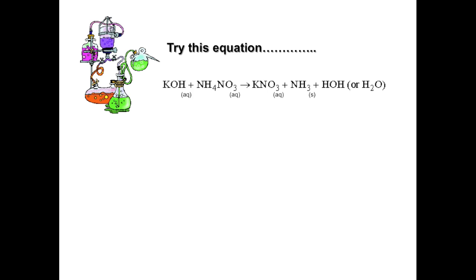Let's try this equation. In this equation we have potassium hydroxide and ammonium nitrate, both in aqueous solutions, and that yields as products potassium nitrate in aqueous solution, ammonia, and water. So as we know, the first step is to separate cations and anions. This will lead us to the next reaction.